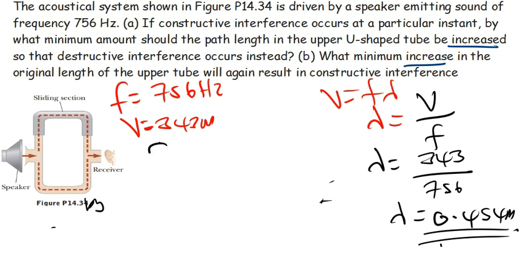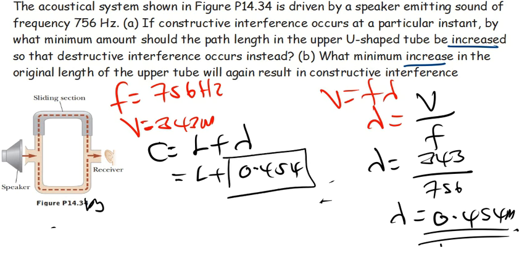Then for constructive interference, you do the same. You know that for a constructive interference to occur, the original length must be increased by lambda. So it has to be increased by 0.45 meters. So that is it for this question.